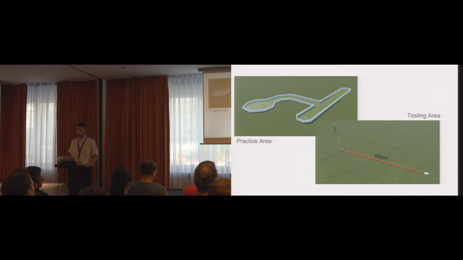So here's our virtual environment for the practice area. You can see it looks kind of like a mini golf course. This is just for getting used to how to use the controller. And so there's 3 different holes at different distances, so they can practice the full range of how the ball will respond when they hit it.